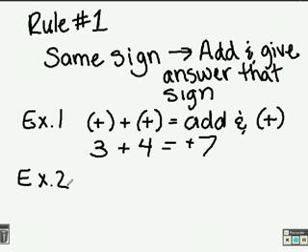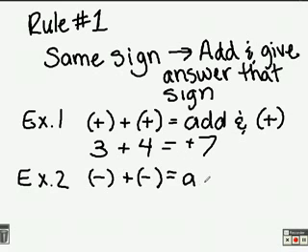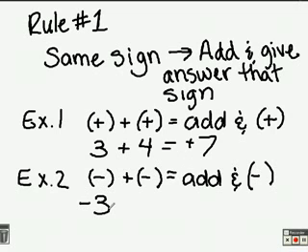Example 2, I gave you a negative plus a negative. Even though these are negatives, they're the same sign. So the same sign means that we find the sum. So again, add. And in this case, since we're adding negatives, it gives a negative sign to the answer. So my example, again, was -3 plus -4. And again, put that in parentheses so it doesn't confuse us. And we add, we get 7, but since these were both negative numbers, we give it a negative sign.